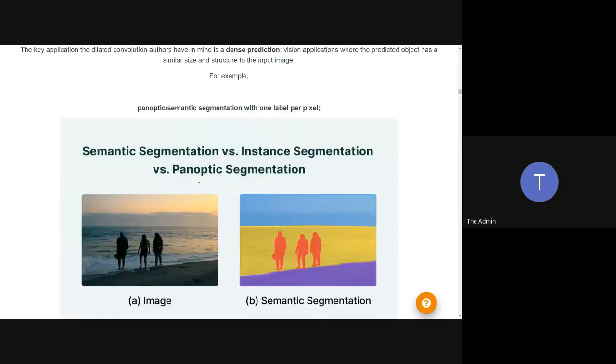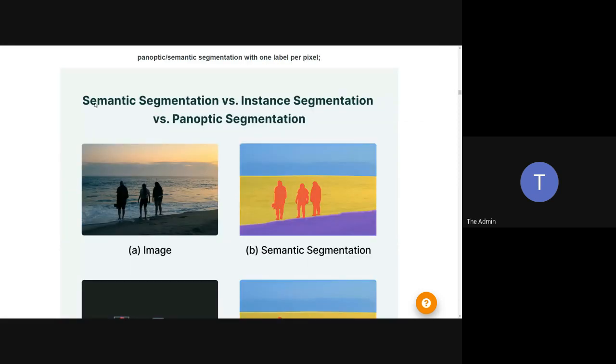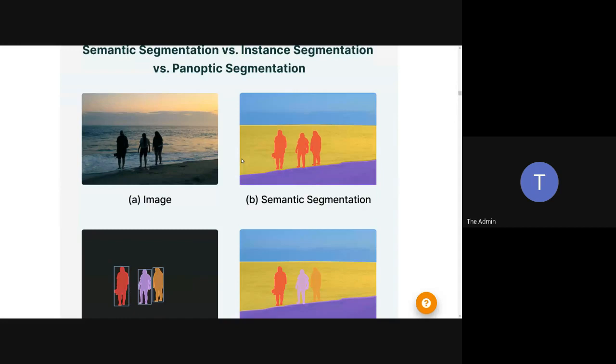So let's see some examples. Now, we have something called semantic segmentation, instance segmentation, and panoptic segmentation. Now, if you try and go online and search for this, you're going to get confused on the difference between these three. So I also want to cover these three.